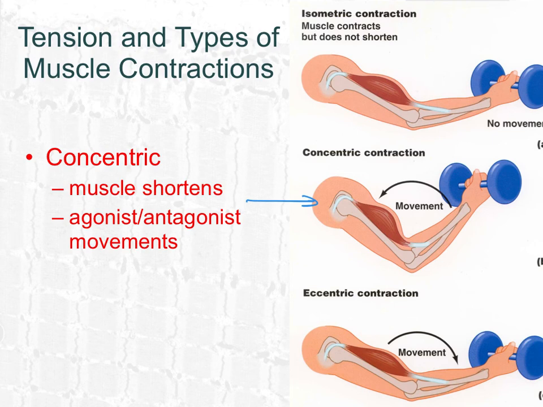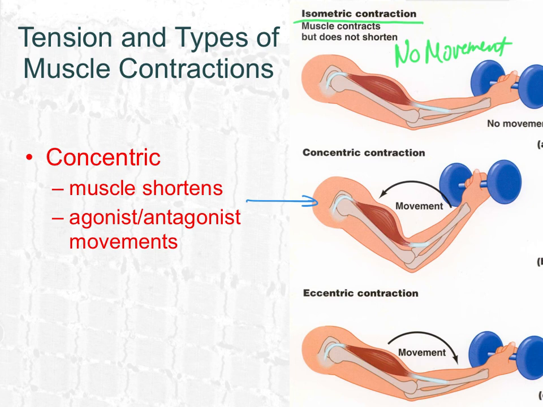Isometric contraction occurs when the muscle contracts, so you tighten it, you activate the muscle groups, but it doesn't actually shorten. There's no movement involved. And this is if you're holding something heavy, you want to lift it up, but it's so heavy that your muscle contracts, but it can't move the object. Okay, so that's isometric.